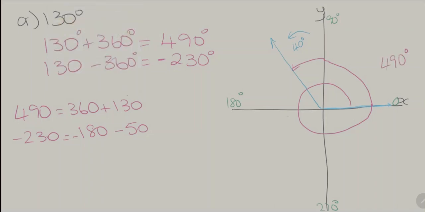Now we're going to look at the negative angle. So we've got minus 230 degrees. So this is going to start here, and it's going to go 180 plus another 50. So this is 50 degrees here, this part. So as you can see, they both stop in the same place. So they're coterminal angles.